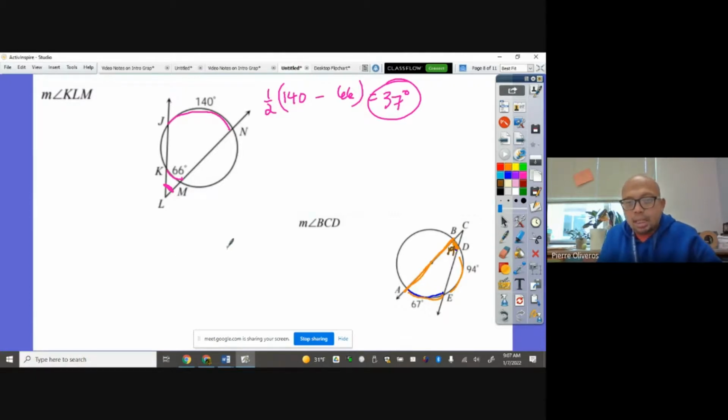So therefore, I can now find half of 67 minus 19, which will give me the measurement of angle BCD. 67 minus 19 divided by 2. The answer there is 24 degrees. Okay, easy. Kaboom.